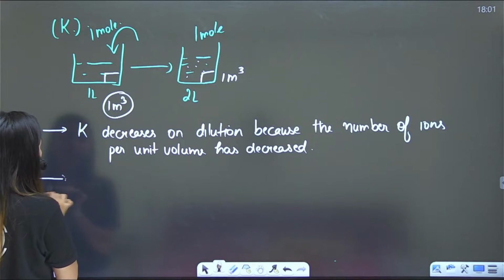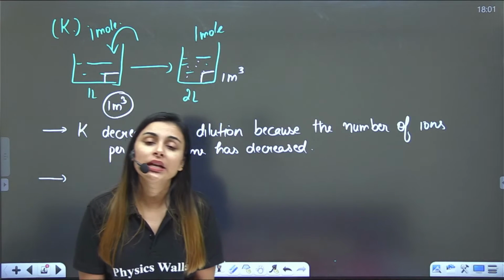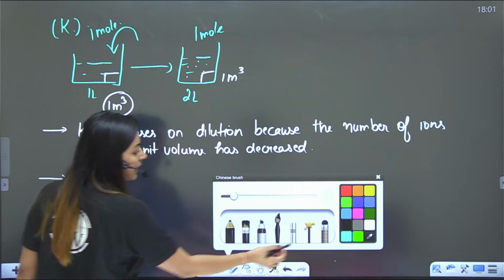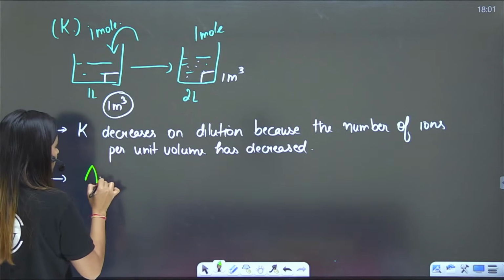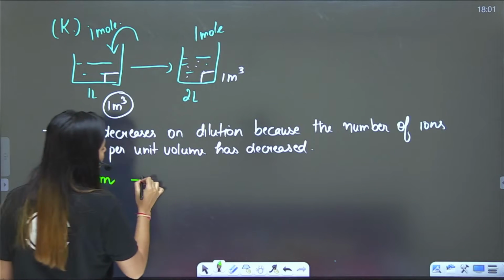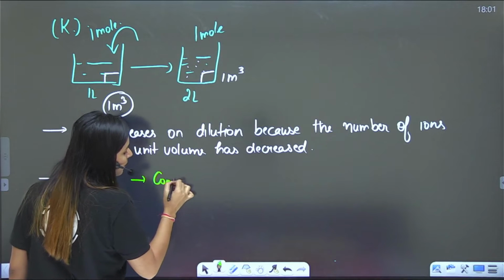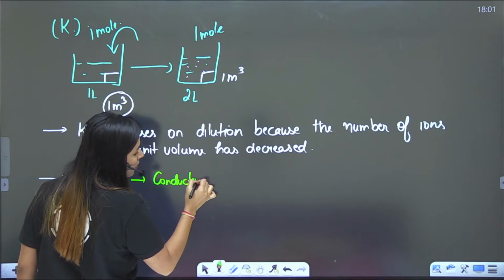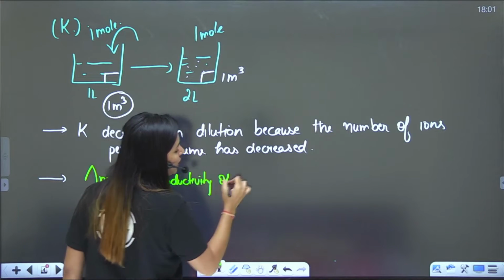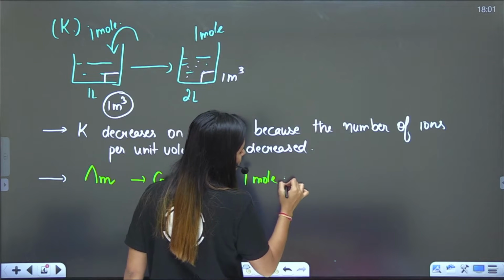Now let's study the effect on molar conductivity, that is your lambda m. What is molar conductivity? Conductivity of 1 mole of electrolyte.